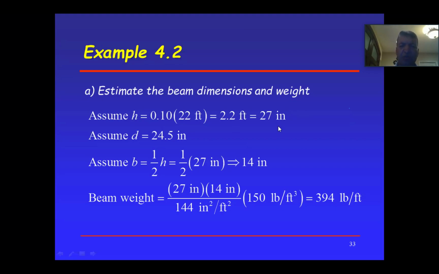So if h is 27 inches, what is d? Remember we said, let me draw that. We'll do it one time. So this is my beam.